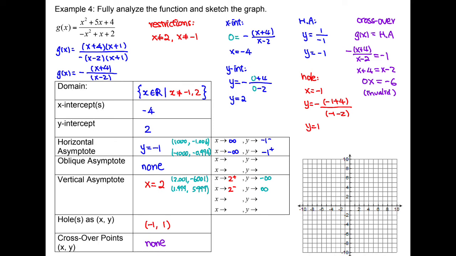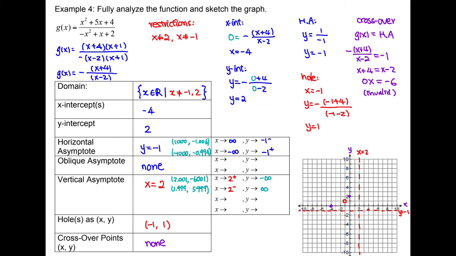Now it's time to generate the graph. Let's put all the information that we have on the graph. First, label the x and y axis and put our intercepts on. Then, let's put our horizontal asymptote y equals -1 and the vertical asymptote x equals 2 on the graph. Then, let's put an empty dot where the hole is at (-1, 1).